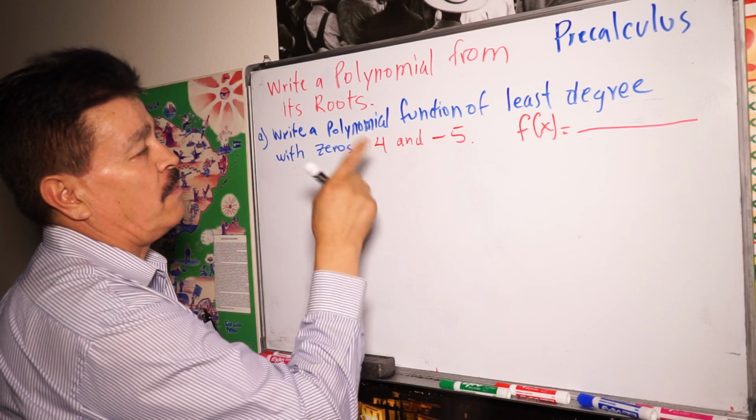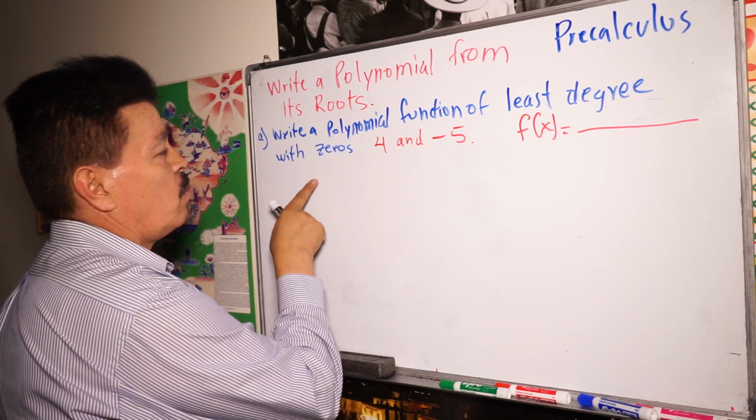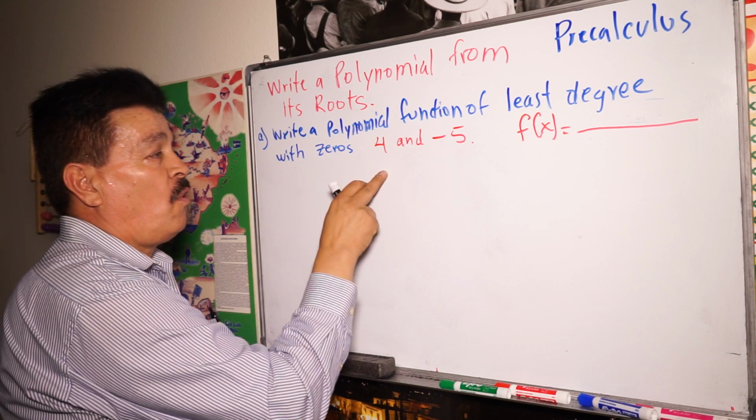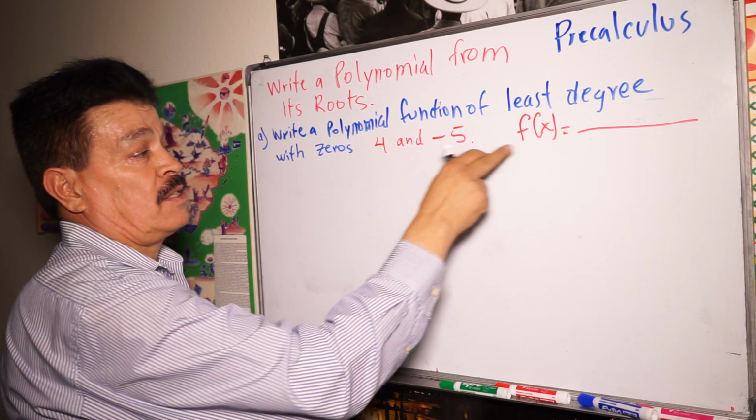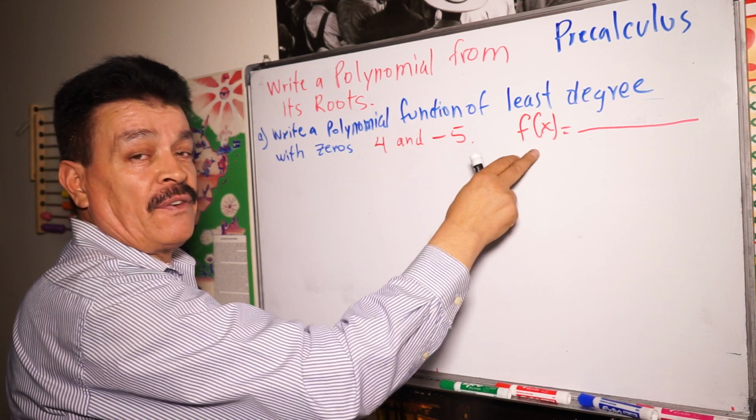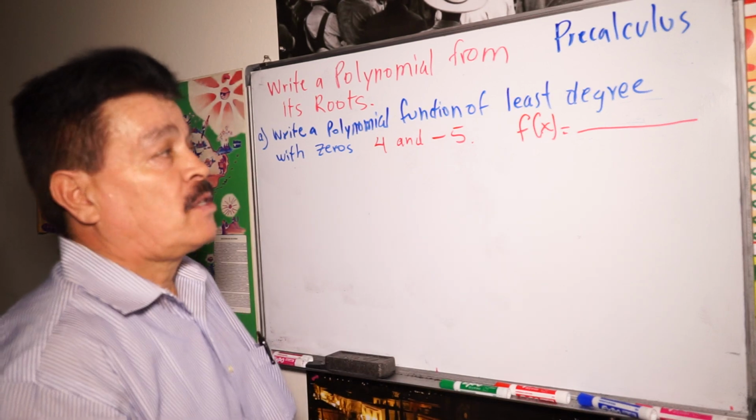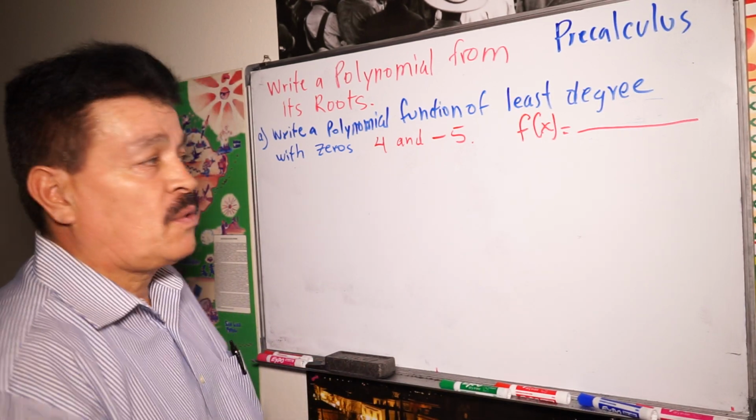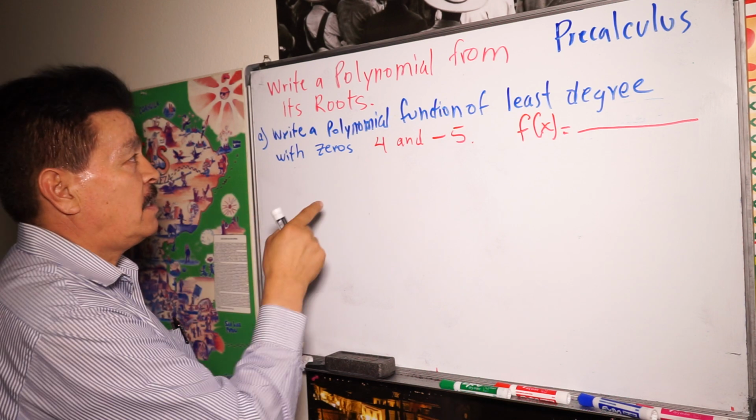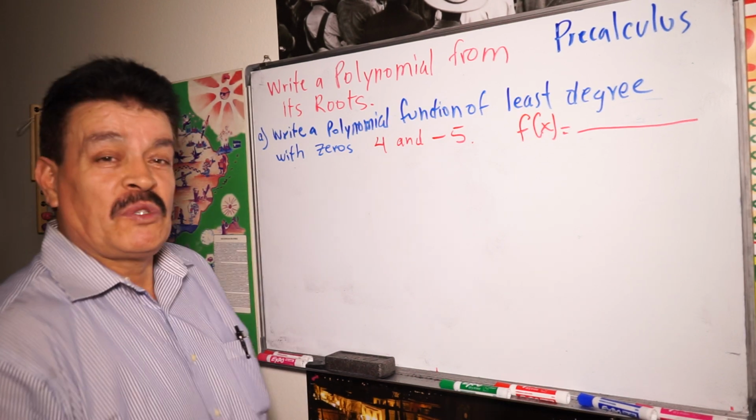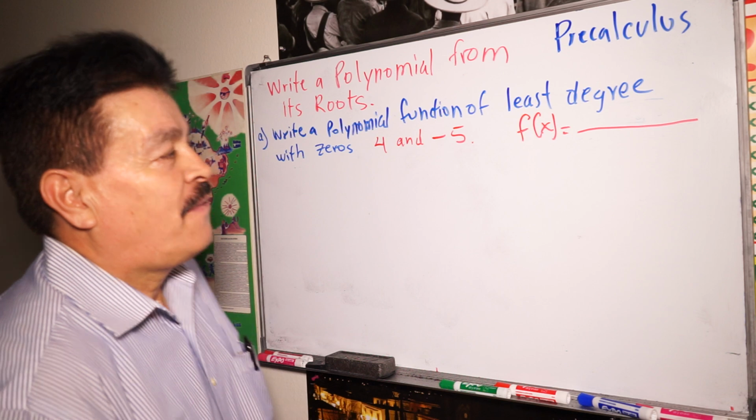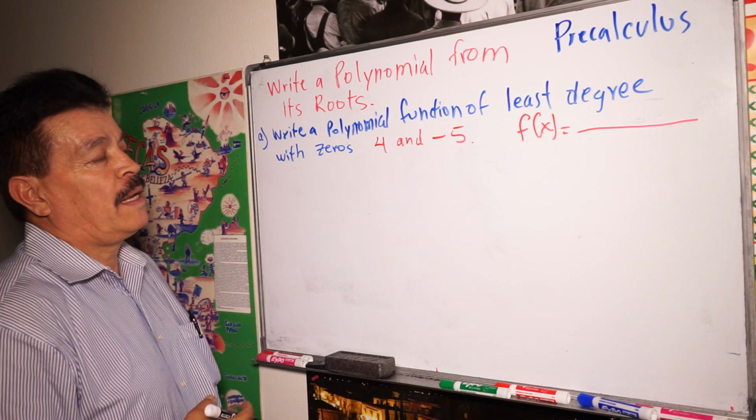Write a polynomial function of the least degree with two zeros, 4 and -5. So how much is f of x? Okay, so our precalculus class today is only one problem, this one. Welcome to precalculus class. Before solving this problem, I want to remember this idea.